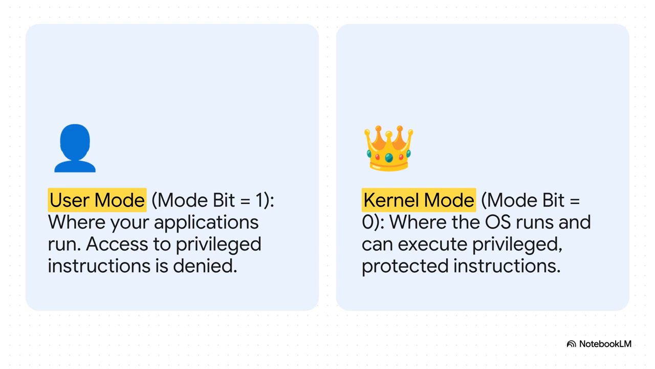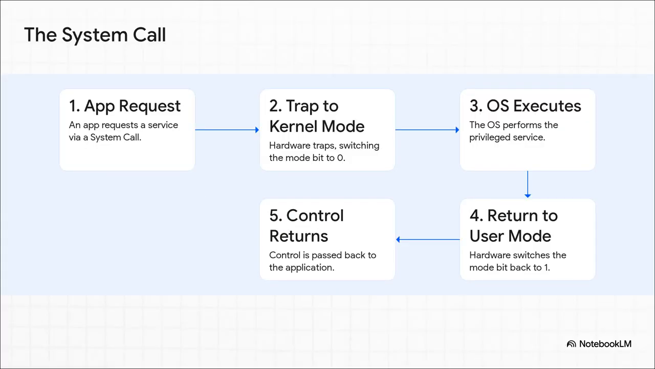Here's how it works. Your applications, they all run in what's called user mode. Think of this as civilian access. They can do their own thing, but they absolutely cannot do anything that might mess up the whole system. The OS, on the other hand, gets to run in kernel mode. This is like having restricted top-level government access. In this mode, it can execute special, privileged instructions that user programs are forbidden to even touch. And a single tiny bit in the CPU, the mode bit, keeps track of which mode the computer is in at any given moment.